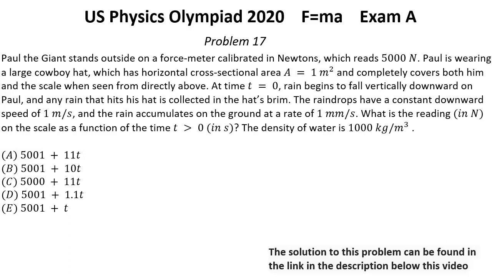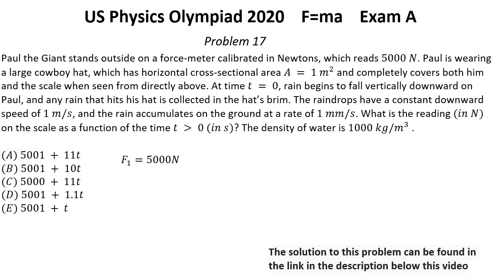Solution for problem number 17. The force on the scale has 3 components. First, Paul's weight. Second, the weight of the water collected in the hat. And third, the pressure associated with changing the momentum of the downward falling rain. Component 1 gives a constant weight of 5000 newtons. Component 2 is equal to the weight of the water collected in the hat.